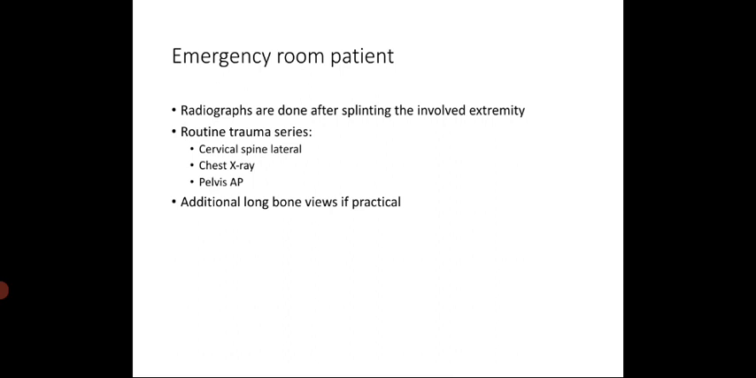After splinting the extremity involved, or if we're considering a fracture, that's when we do a radiograph. The following are the routine trauma series that we do in all emergency room patients: cervical spine lateral, chest x-ray, and pelvis AP. In some more advanced centers, cervical spine lateral can be replaced with cervical CT scan. And of course, additional long bone views if it's practical for the patient.